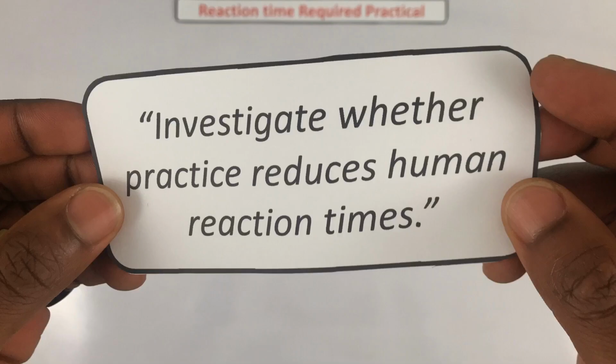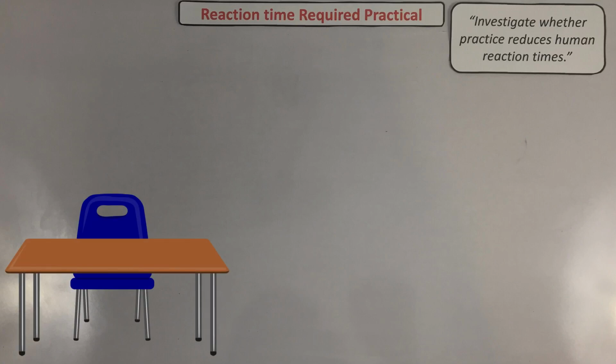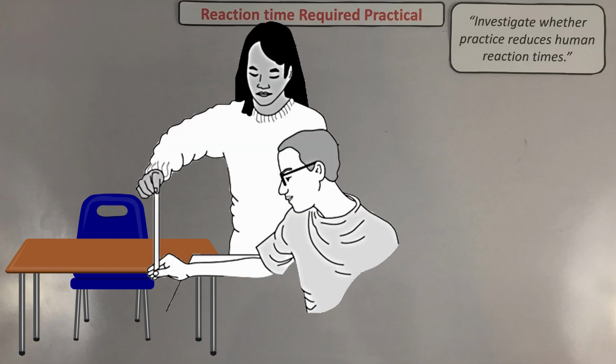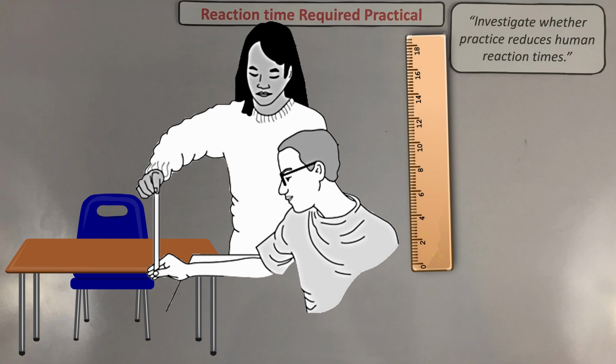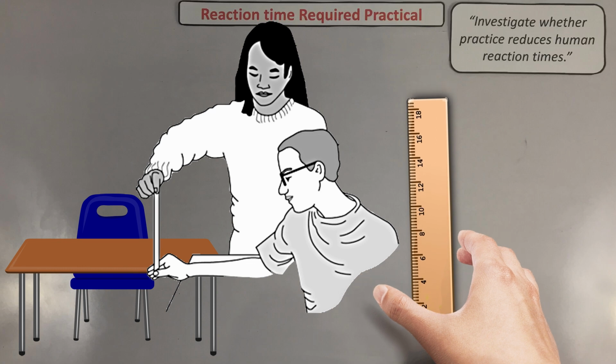I'll be looking at two in particular. Investigate whether practice reduces human reaction time. That's our first one. These are the steps for that first reaction time experiment. Number 1, sit down on a chair and place your weaker hand on the table. Number 2, your partner will hold the ruler vertically with the 0 centimeter end in between your thumb and first finger. Number 3, without telling you or giving you any signs, your partner will let go of the ruler. Number 4, you then try to catch the ruler as soon as possible when you see it dropping.